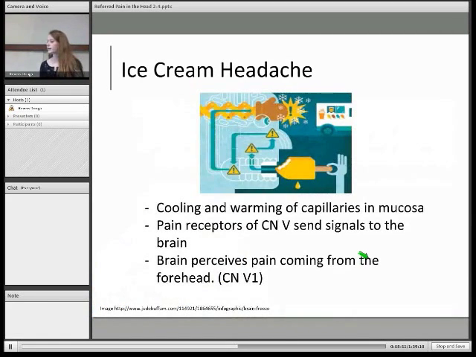This can be explained because when something cold touches the palate, this causes cooling and rewarming of the capillaries in the mucosa of the sinuses. This is then sensed by the pain receptors of cranial nerve 5 as an adverse stimulus. Signals are then sent along afferent sensory pathways in the trigeminal nerve, cranial nerve 5, to the brain, but the brain then perceives the pain as coming from the forehead, which is another area supplied by the trigeminal nerve, specifically the ophthalmic branch.